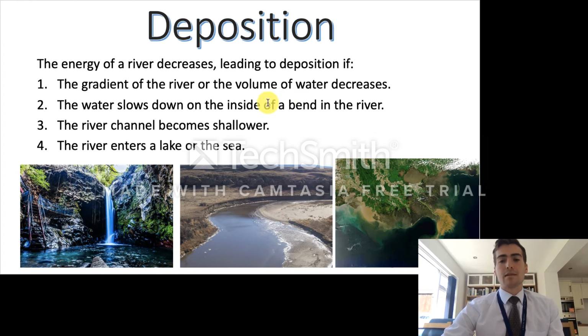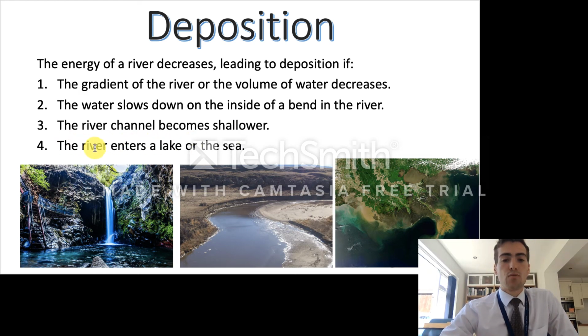2, the water slows down on the inside bend in the river. So you can see in this picture here, the inside bend has got this kind of big beach on. That's because on the inside bend, the water moves slower than it does on the outside. Okay, and that's something we'll go into much more detail on when we look at these different features of a river. The third one, the river channel becomes shallower. Okay, if it becomes shallower, there's an opportunity for deposition to happen.